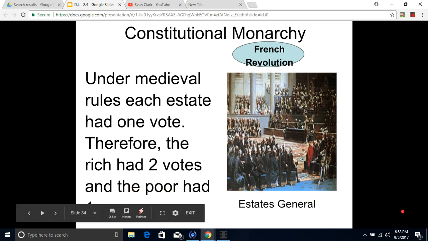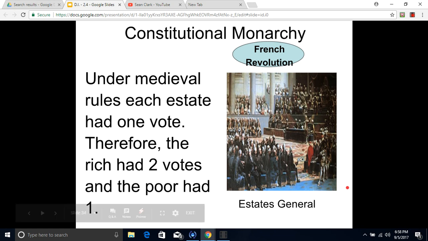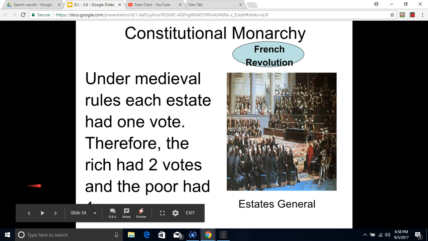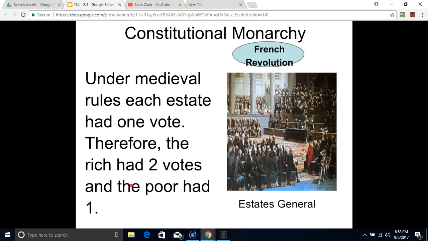Under the rules of the Estates General, each estate had one vote. Therefore, the rich had 2 votes and the poor had 1. The nobility had a vote, the Catholic Church had a vote. That's 2 votes. The third estate, which was everyone else, had a vote. And so this was an example of the unfair system that existed in France and had existed for centuries.